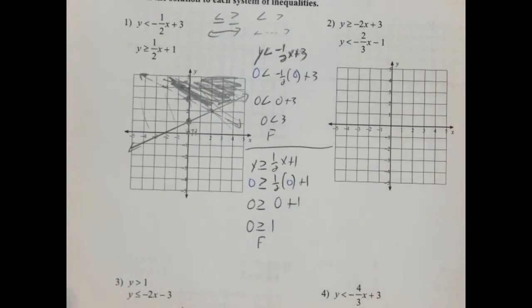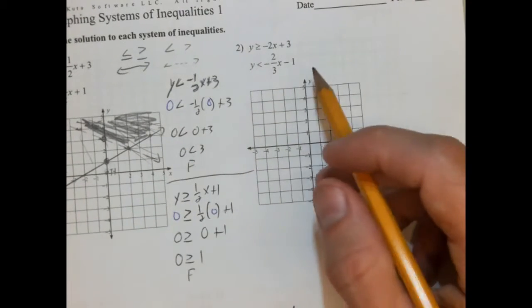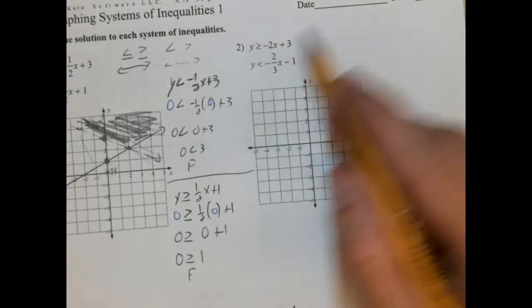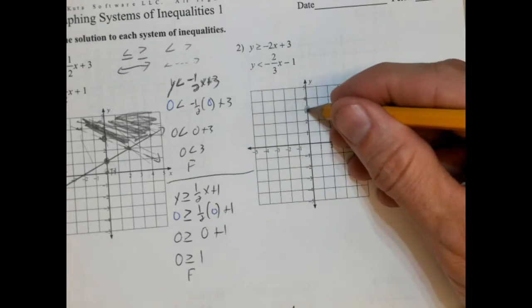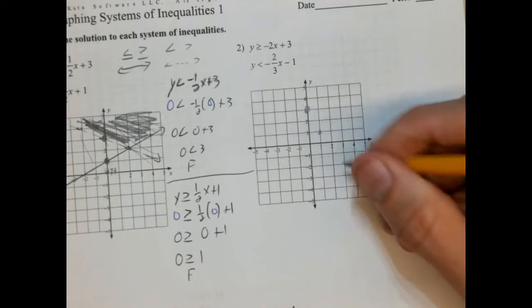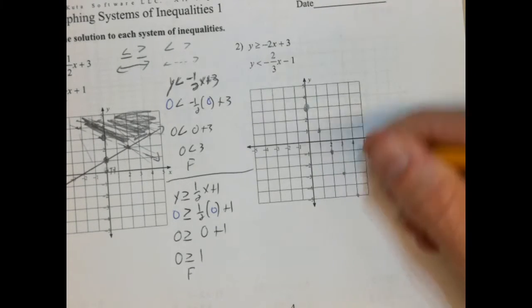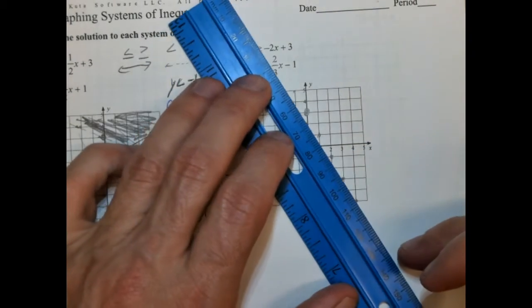Okay. I'll do one more. I don't want to do too many of these because I want us to do these on our own. Let's do this one. So for the top one, the y-intercept is 3. And the rate of change is negative 2, so I go down 2 over 1, down 2 over 1, and then up 2, left 1. And it's going to be a solid line because it's inclusive.